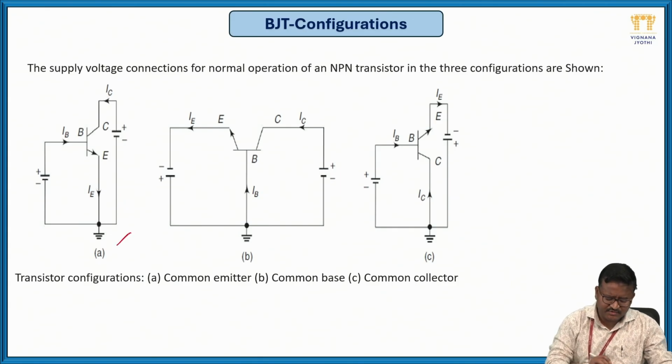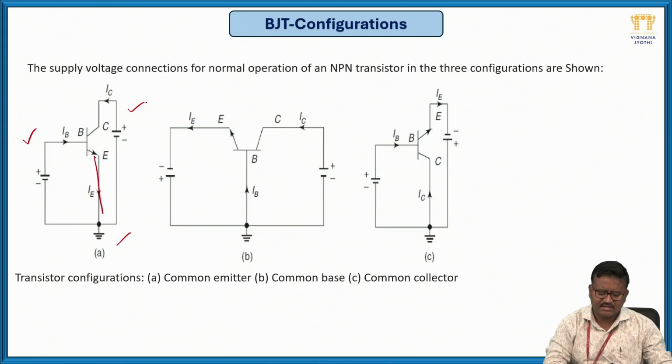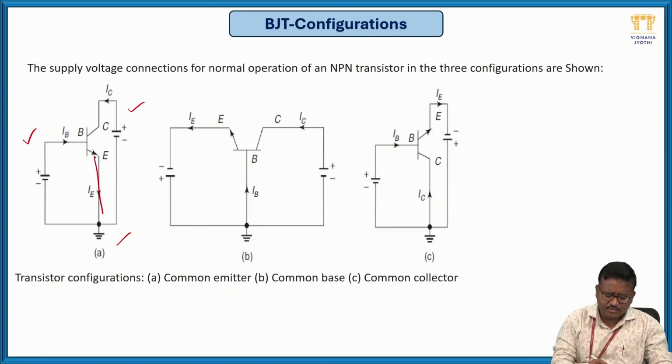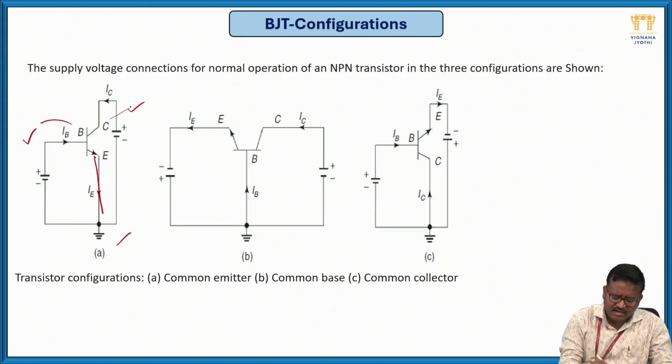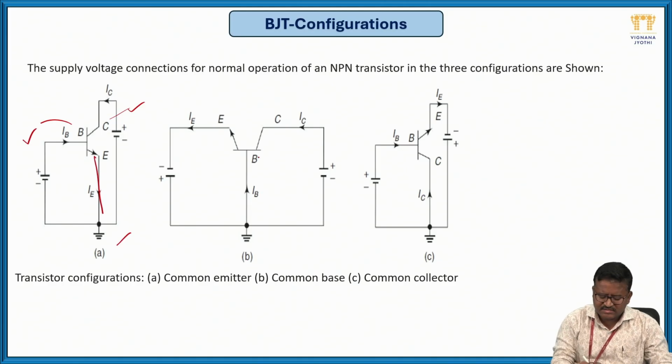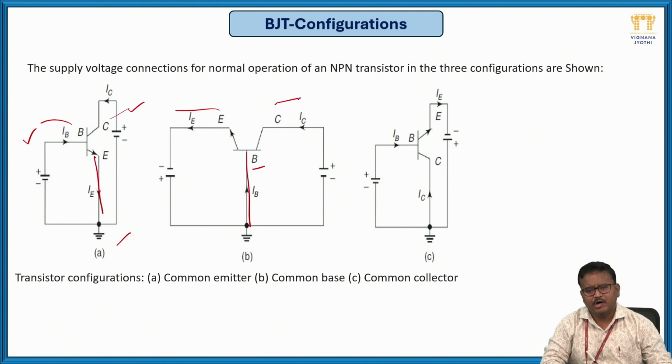The first one is the common emitter. See here, the emitter is common to input and output. So this we consider as the input and this we consider as the output. Base is for input, collector is for output. Likewise, in a common base, the base is common, and the emitter is for input, collector is for output.